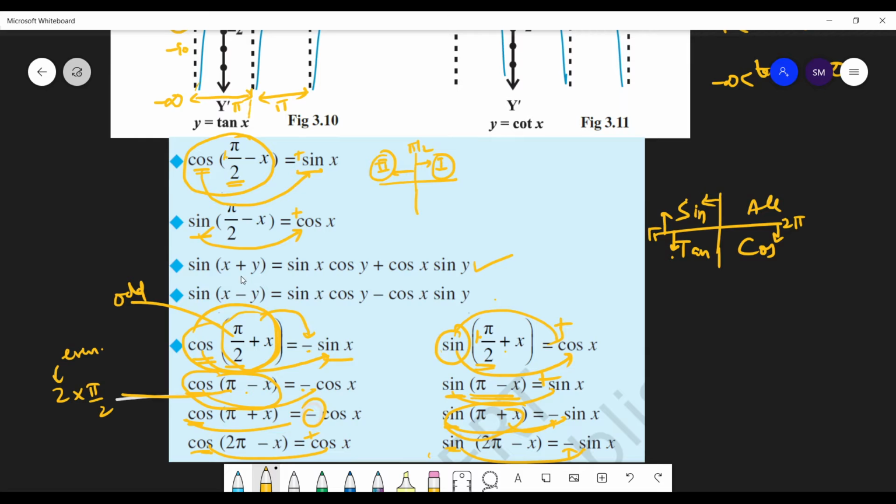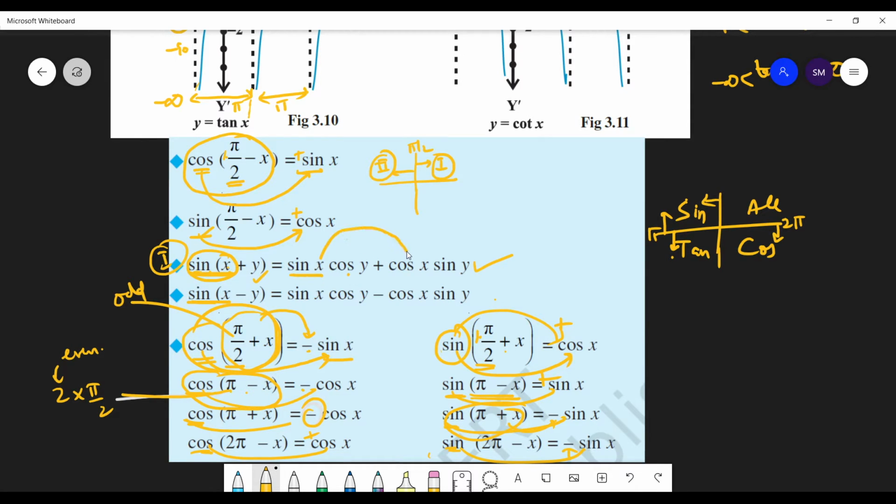Now look at this formula. This is the first beginner formula. Write it from this way: start from sine x, it's so easy. Write sine x, and then you have cos with y. So start writing the formula here: sine x cos y. Now reverse the thing.